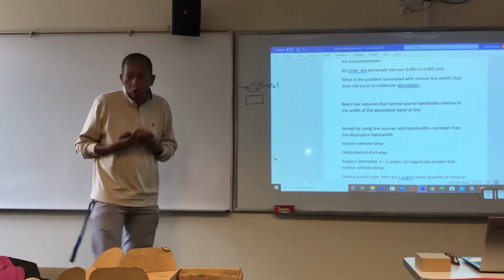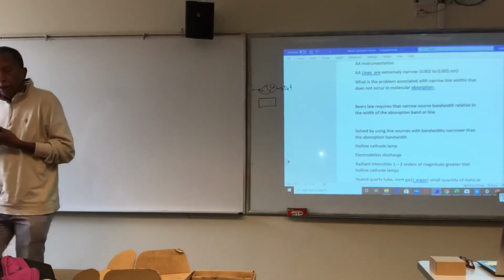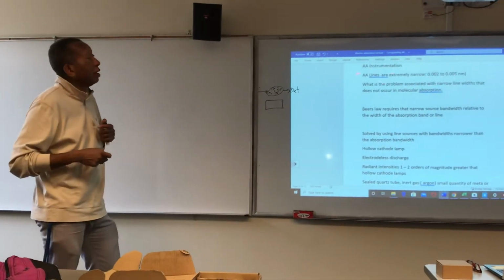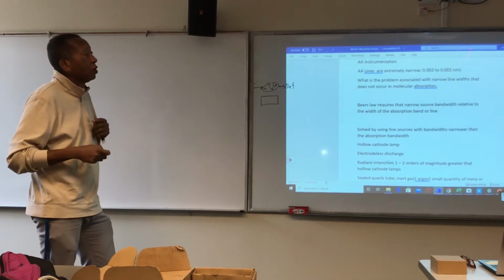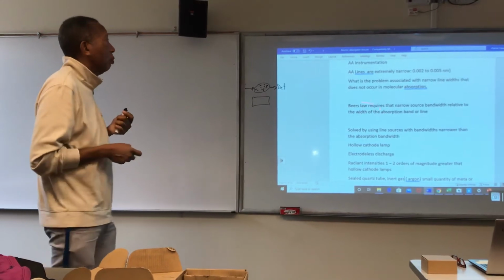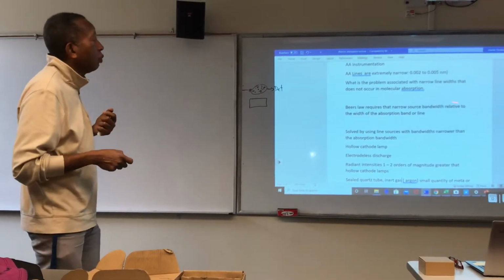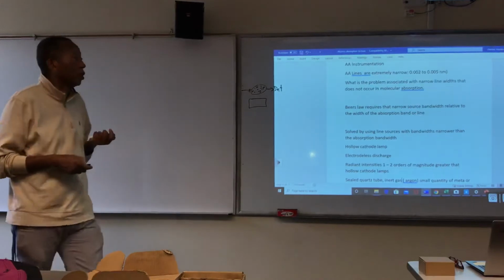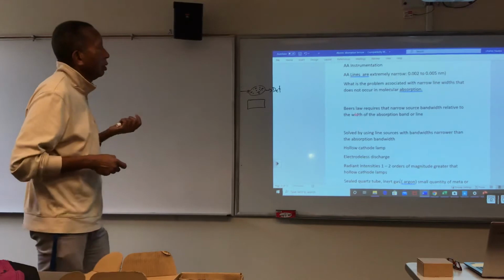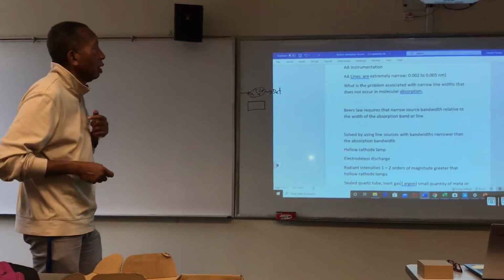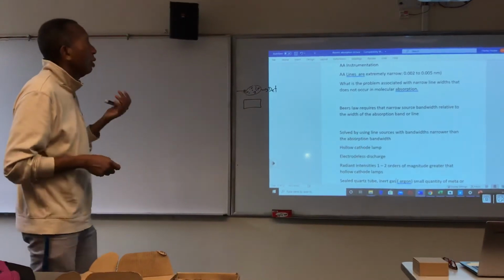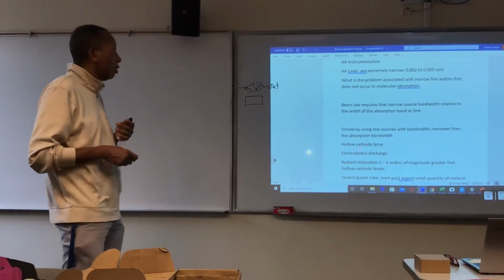The requirement for Beer's law is that the radiation must be narrower than the bandwidth of the transition. And we've answered that question. Beer's law requires a narrow source bandwidth relative to the bandwidth of the absorption band. If this is how narrow the absorption line is, then your source has to be narrower than that. And we looked at this before. We solve it by using a hollow cathode lamp, which produces a bandwidth that's narrower than this.